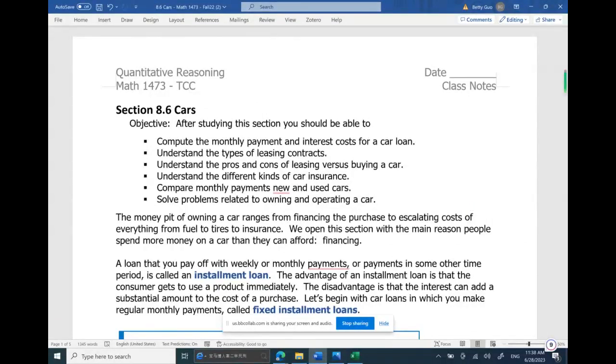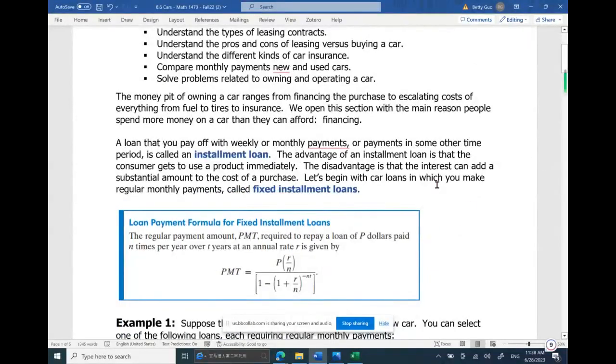The first definition, installment loan. Let's look at the definition. A loan that you pay off with weekly or monthly payments, or payments in some other time period, is called an installment loan. Auto loan and home mortgage are both examples of installment loan. So if you get an auto loan and you pay back the money that you owe monthly, that is called an installment loan.